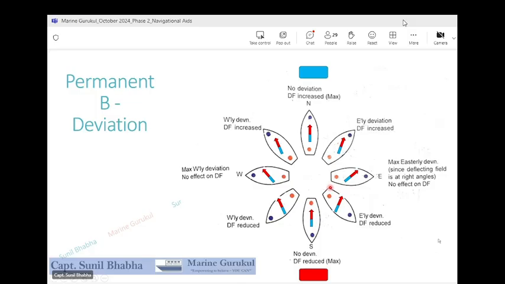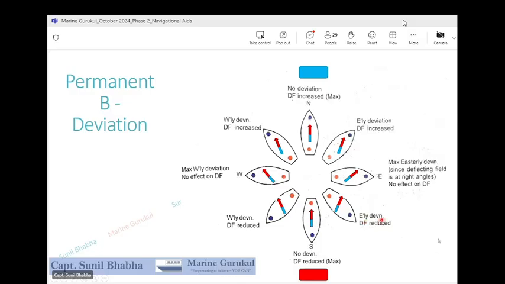When the ship heads in a southeasterly direction, the blue bow goes to southeast of the compass, and this blue bow repels the blue end of the compass needle, that is the south end of the compass needle. Similarly, the red pole of the ship at the stern repels the north end of the magnetic needle, again giving it an easterly deviation.